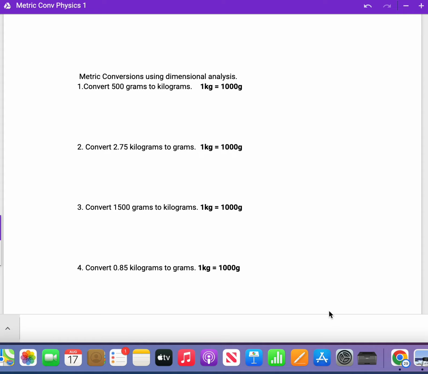This video is about how to do some pretty basic metric conversions using dimensional analysis for Physics 1. So we're going to start off pretty simple here. What you're going to see me draw, and sometimes we call this a picket fence, is a vertical line and a horizontal line drawn like that.